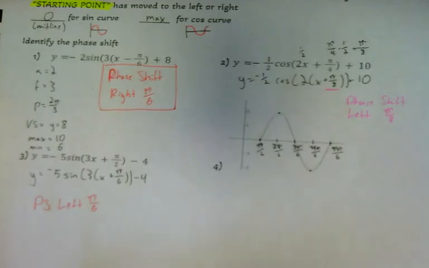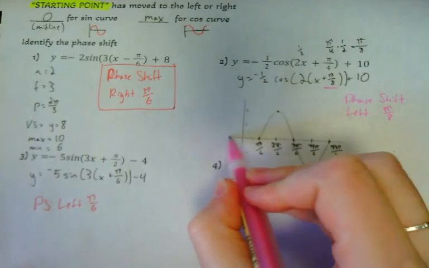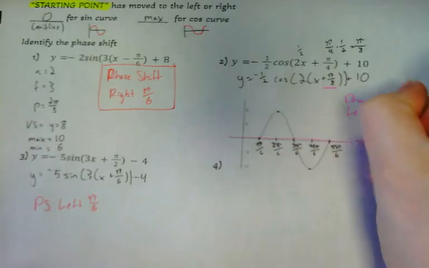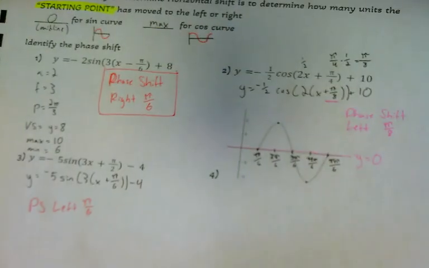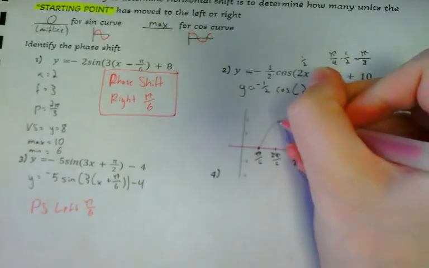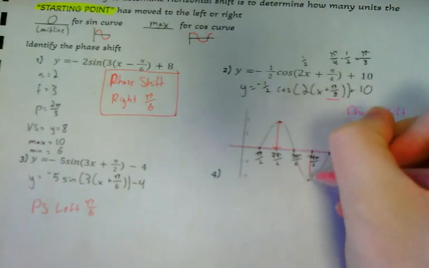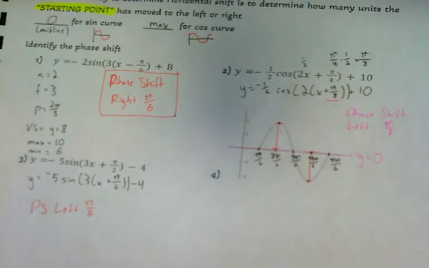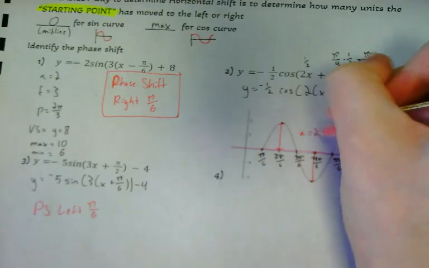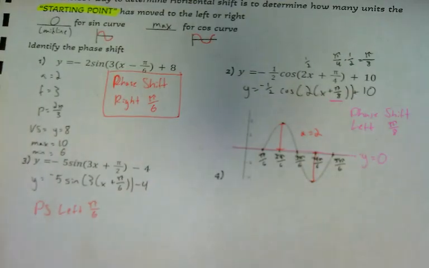Where's my midline? 0, right? I'm not moving up or down at all. So then what is my amplitude? 2. I'm going 2 above and below that midline there. So now is the tricky part, getting my period or my frequency.